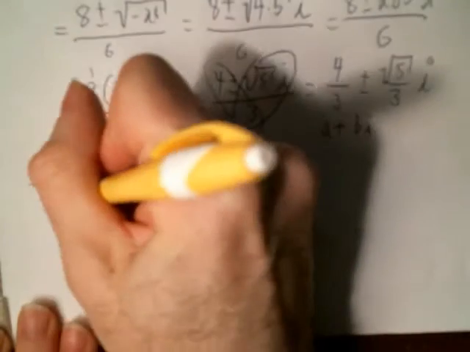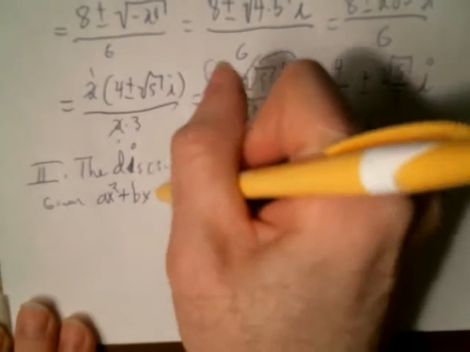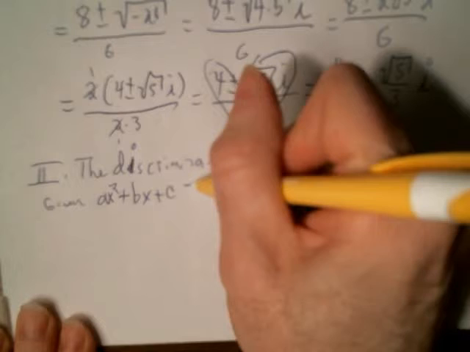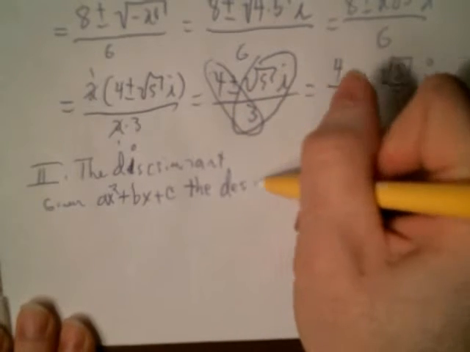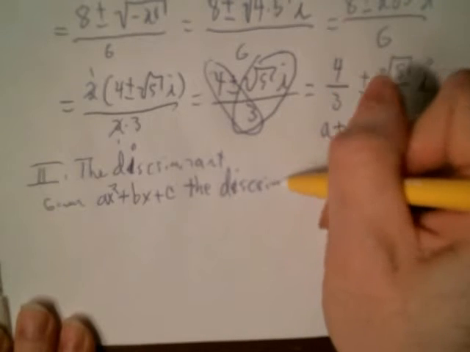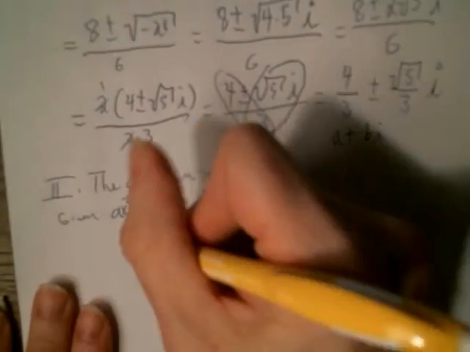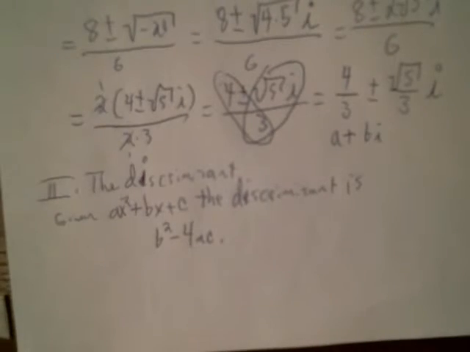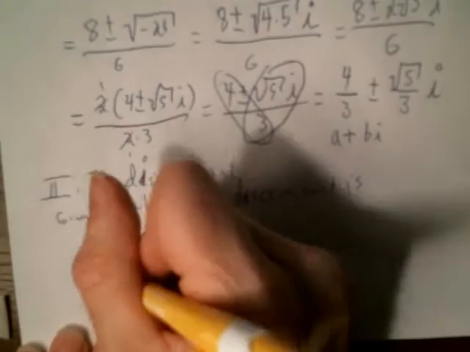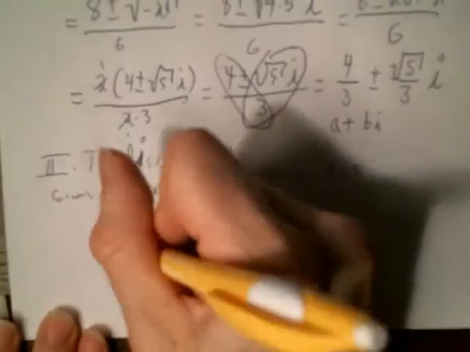So given ax squared plus bx plus c, the discriminant of this is the junk underneath the square root. So it's the b squared minus 4ac. Like I said, you could tell the kind of solutions you're going to get by looking at this.